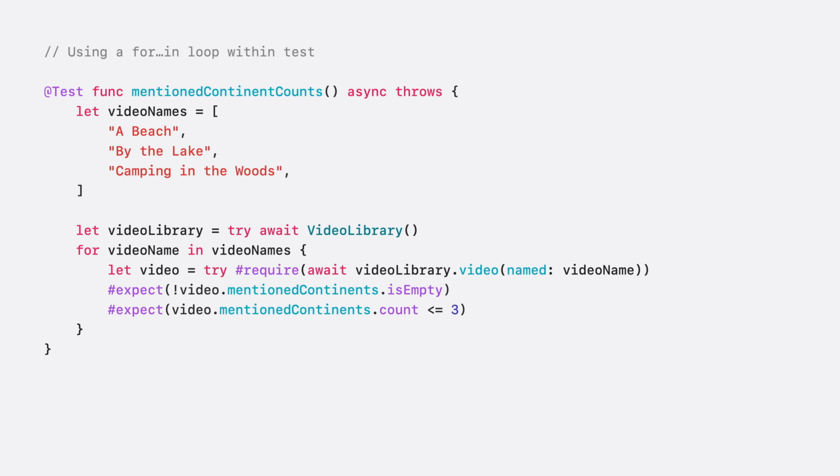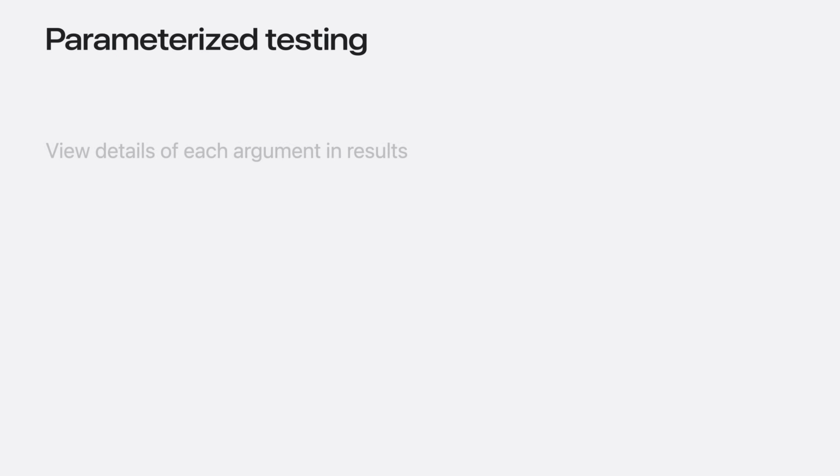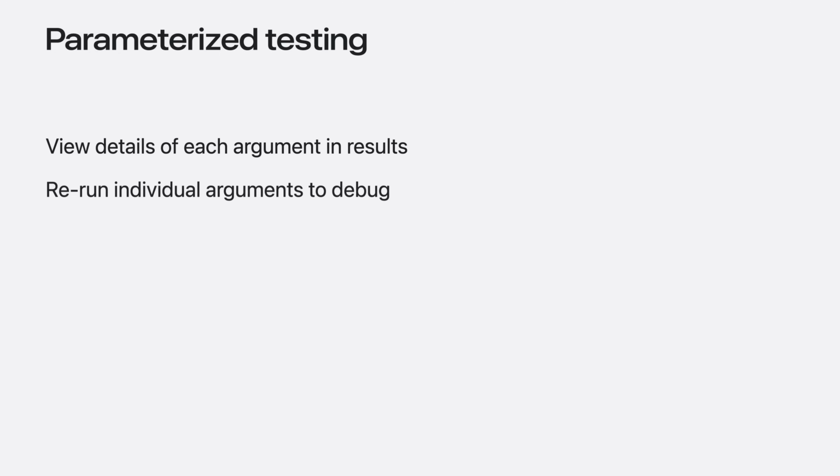Conceptually, a parameterized test is similar to a single test that is repeated multiple times using a for-in loop. Here's an example. It has an array of video names that it loops over to perform the test. However, using a for-in loop like this has some downsides. Parameterized testing allows you to see the details of each individual argument clearly in the results. The arguments can be rerun independently for fine-grained debugging. And they can be executed more efficiently by running each argument in parallel, so you can get results more quickly.